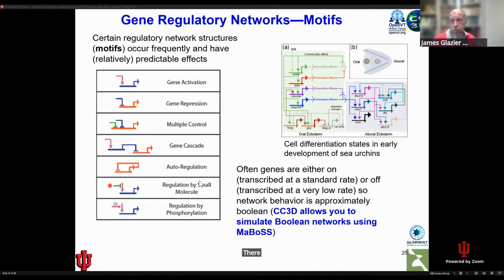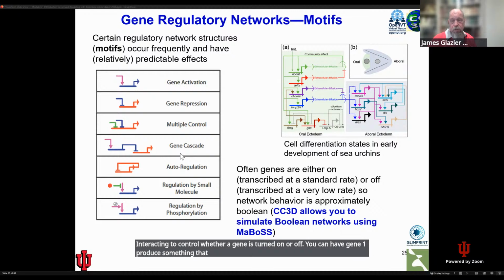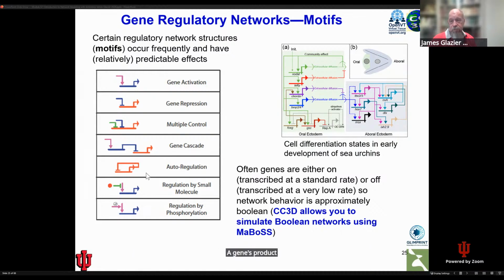There are classic gene regulatory motifs: activation. The T arrow is repression. You can have multiple signals coming in, interacting to control whether a gene is turned on or off. You can have gene 1 produce something that turns on or off gene 2. A gene's product can turn on or off itself. There can be small molecules in phosphorylation that affect production of genes, turning on and off of genes as well.